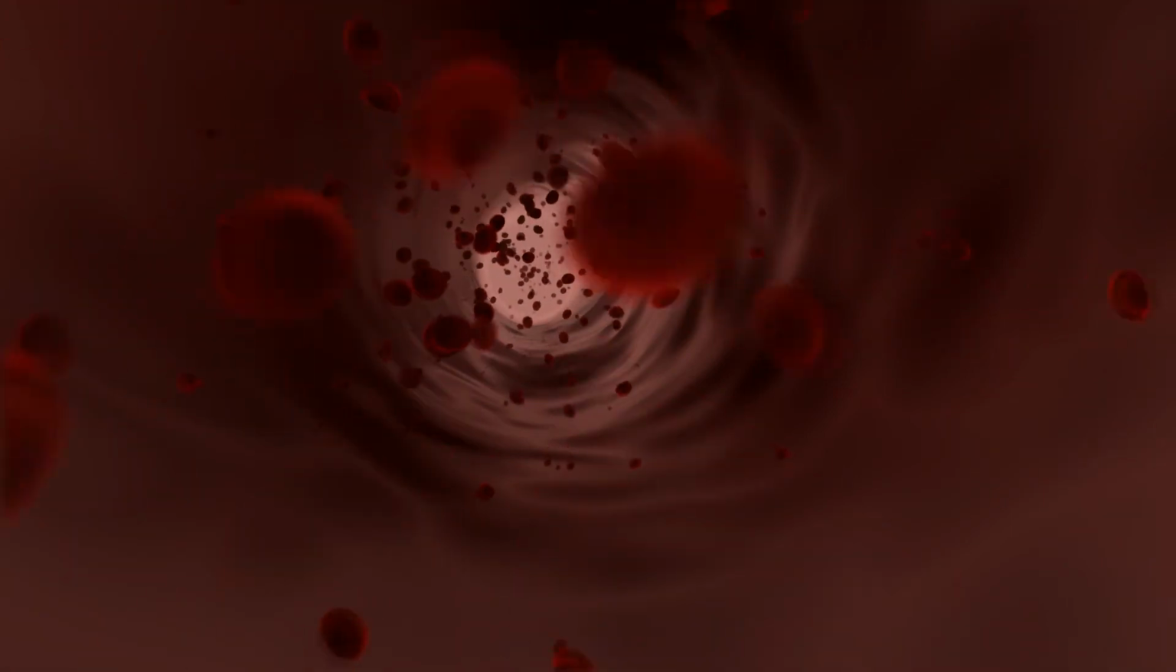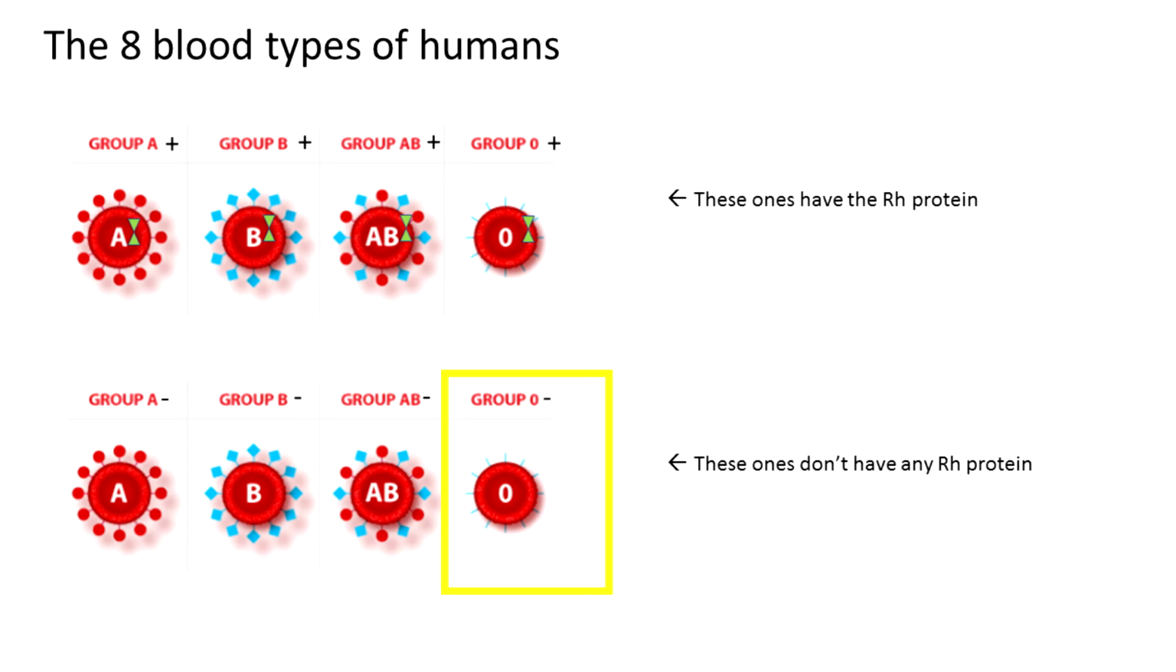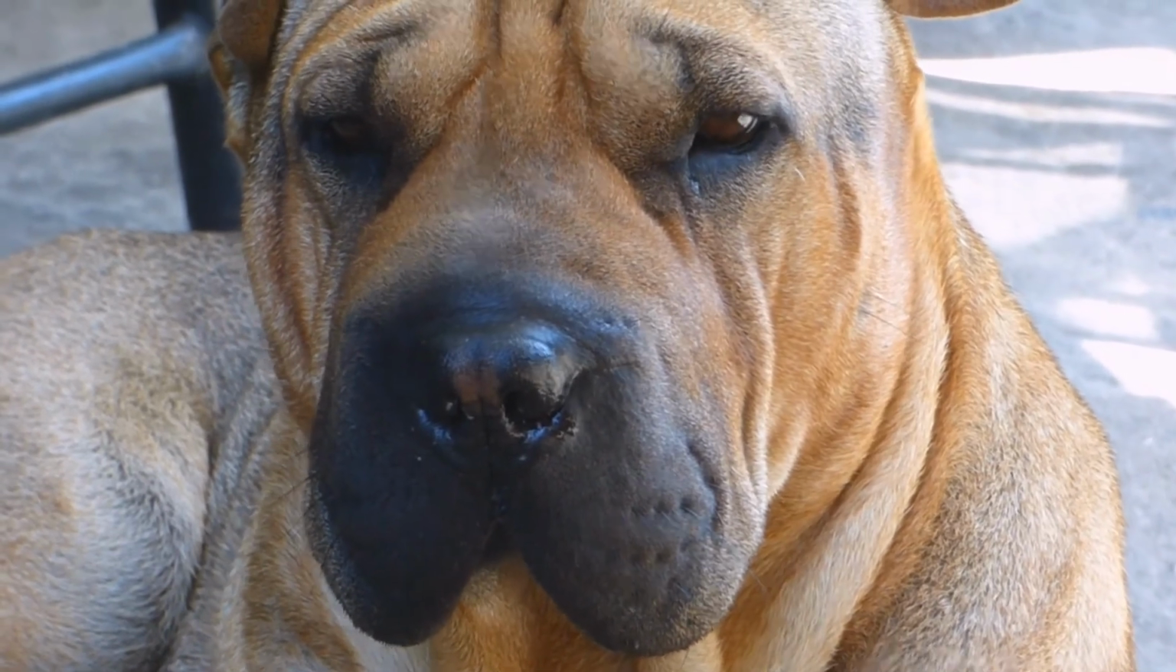Out of the 8 blood types, who do you guess has the easiest time donating to other people? You guessed it, O negative can donate to everybody because they don't have any antigens to be detected as a threat, and they also don't have a rhesus protein to be detected as a threat. Human beings have 8 blood types, but different animals have more or less blood types. So dogs, for example, have at least 12 blood types.